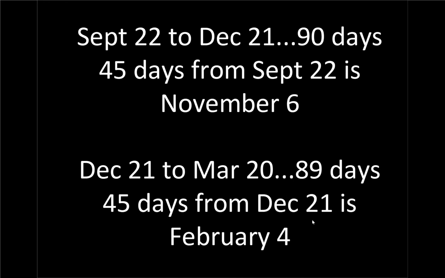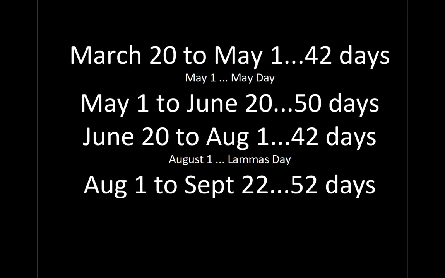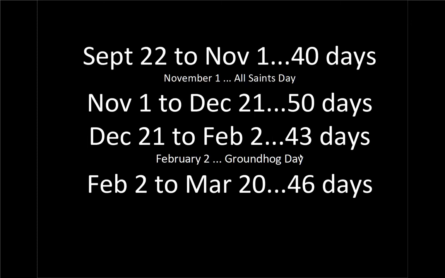Are these holidays, we'll call them that, Groundhog Day, May Day, Lammas Day, and All Saints Day, are these the cross-quarter days? No, not quite. They're a little bit short, a little bit before, and all 4 of them are a few days before the cross-quarter day. So we have May 1st, and you can see only 42 days from March 20th to May 1st, and then a longer time, 50 days to the solstice. And this occurs also for Lammas Day, and then All Saints Day and Groundhog Day as well.